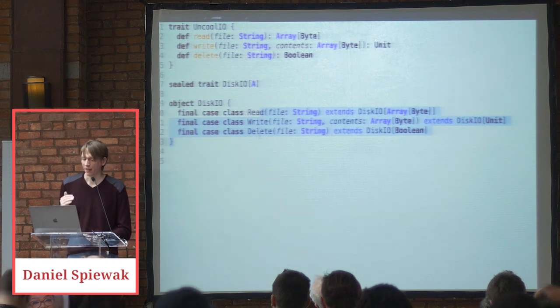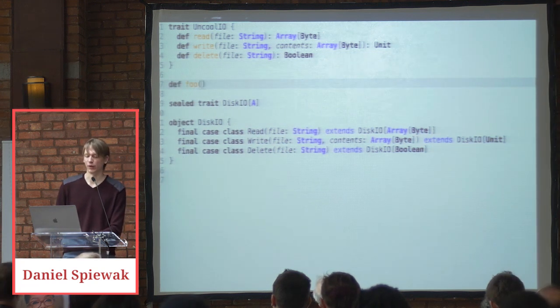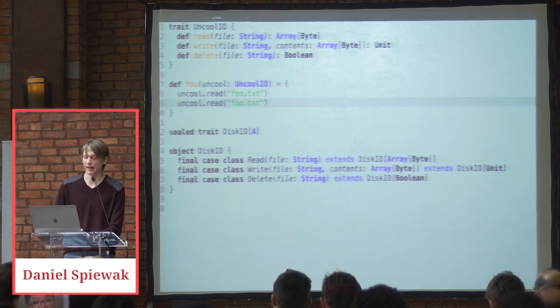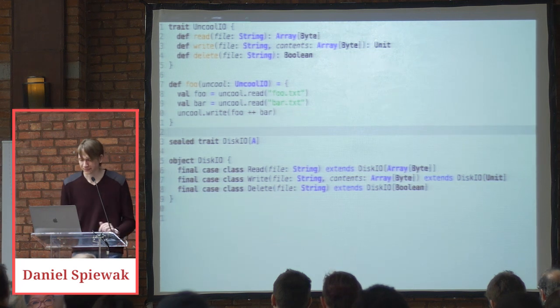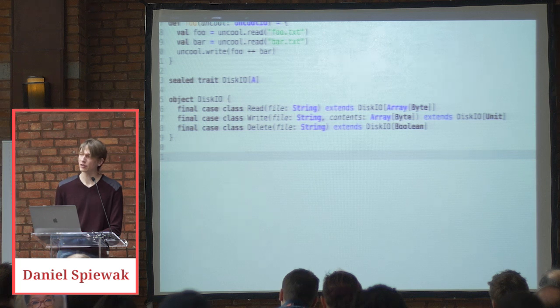So this is where the free monad comes into play. When we're working with something like UncoolIO, we can always do things like read foo.txt and bar.txt, val foo, val bar, and then uncool.write foo plus bar, pretending that actually worked. So the question is, how do we actually do this with our very strange case-classy style encoding? And the answer is with the free monad.